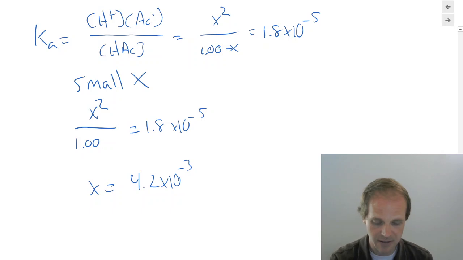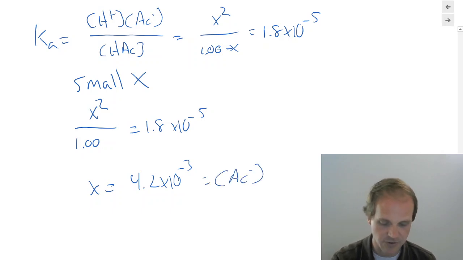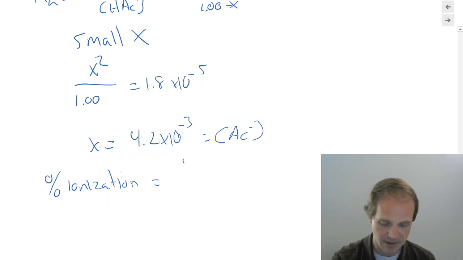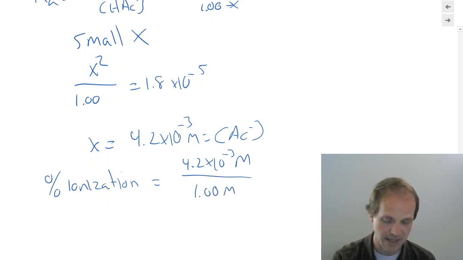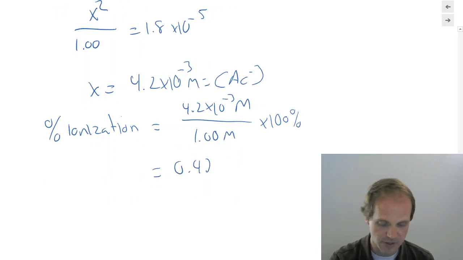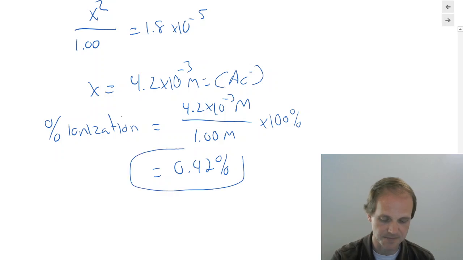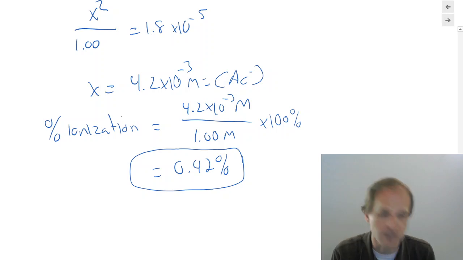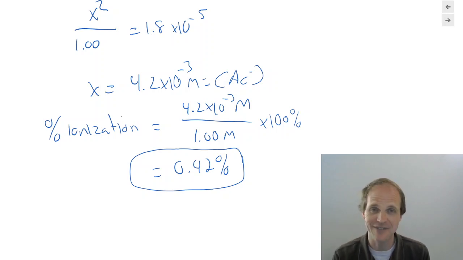Right, and that is my AC minus concentration from my equilibrium table if you look back at your notes. So I've got AC minus there, and if I want to find the percent ionization, it's just going to be my AC minus concentration, 4.2 times 10 to the minus third molar, divided by my initial concentration, which is 1.00 molar. That was my initial acid concentration, times 100%. And so what do I get? I get 0.42% ionization.